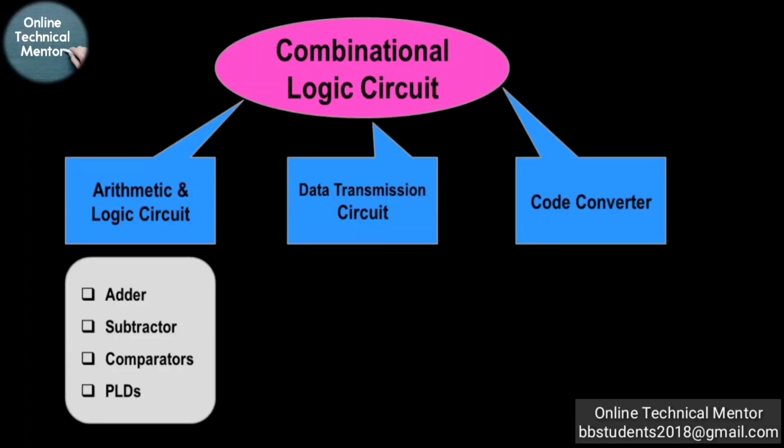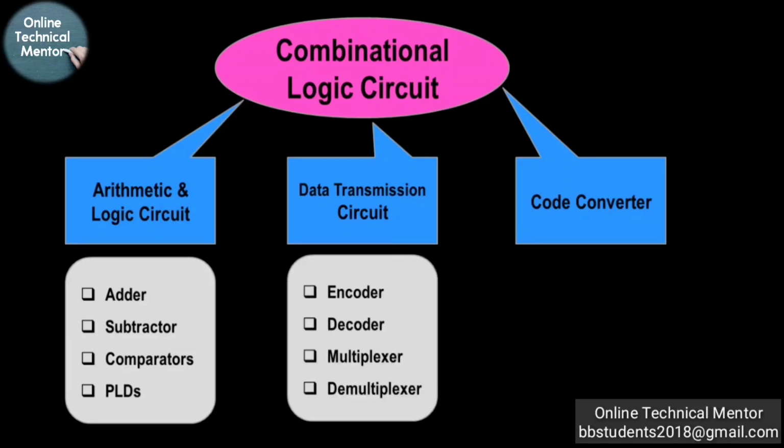An adder is a combinational circuit which adds two binary bits. A subtractor finds the difference between two binary bits. A comparator compares inputs and produces the corresponding output. And PLDs. Under data transmission circuits, there are encoder, decoder, multiplexer, and demultiplexer. Encoder and decoder are used for encoding and decoding data. Multiplexer and demultiplexer are used for sending data in different ways.